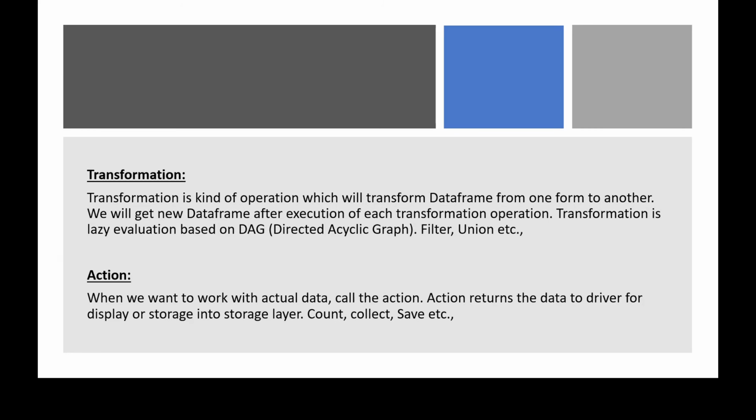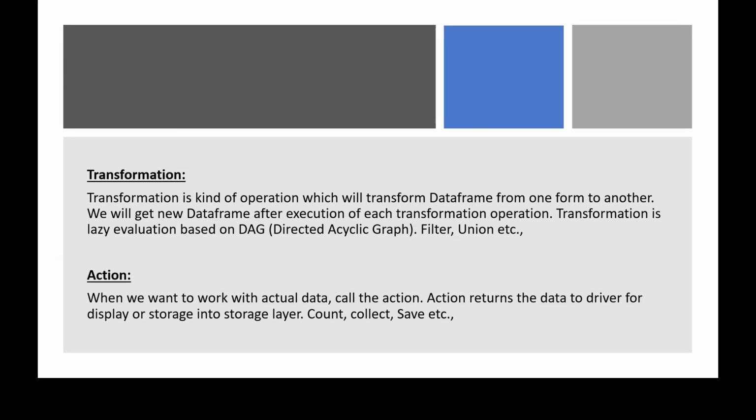Coming to action, when we want to work with actual data, we can call an action. An action would execute all the transformations that are associated with the directed acyclic graph and return the data to the driver for display or storage purposes. Count, collect, and save are examples of action.